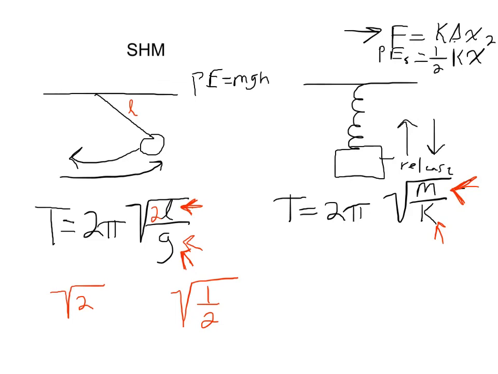So those are what affect the time it takes for both of these objects, the pendulum and the spring, to oscillate back and forth. And remember, if you change something under the square root, that change keeps the square root. So if we multiply the spring constant by 2, we change the period by a factor of the square root of 1 over 2.